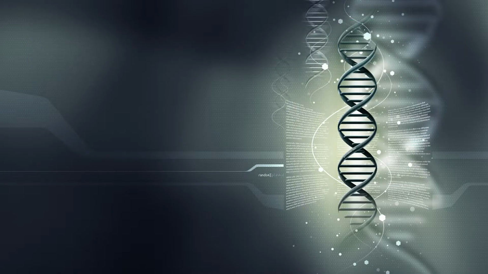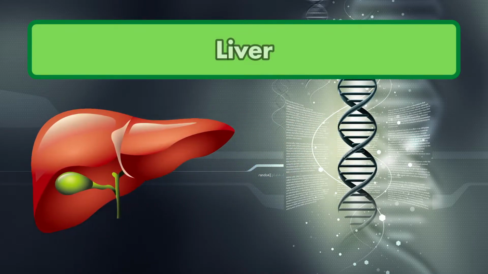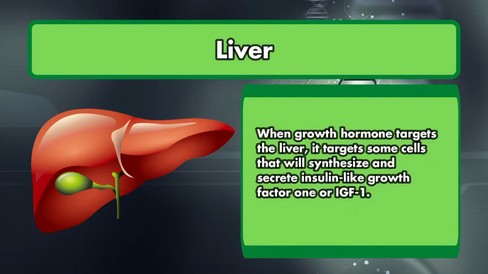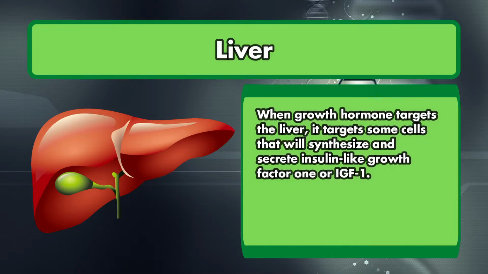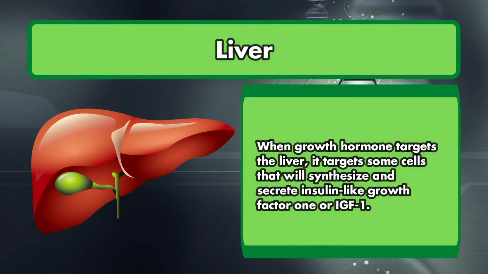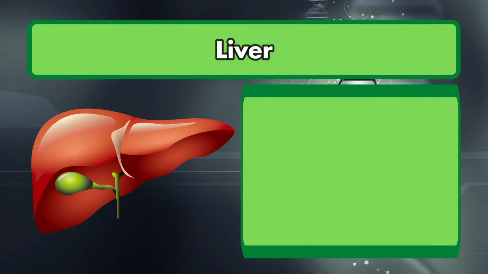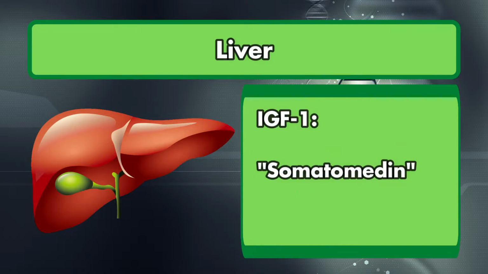An example of an organ that it will target is the liver. When the growth hormone targets the liver, it targets some cells that will synthesize and secrete insulin-like growth factor 1, or IGF-1. And once growth hormone targets the liver, it will cause the synthesis and secretion of this IGF-1. Another term for IGF-1 is somatomedin.